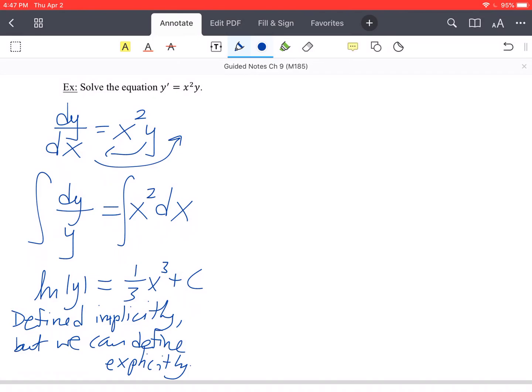Okay, and the way that we do that is we need to get rid of the ln. So we need to go ahead and raise it to the e power. So this is going to be e to the ln of absolute value of y, which is just the absolute value of y, equals e to the 1/3 x cubed plus c.